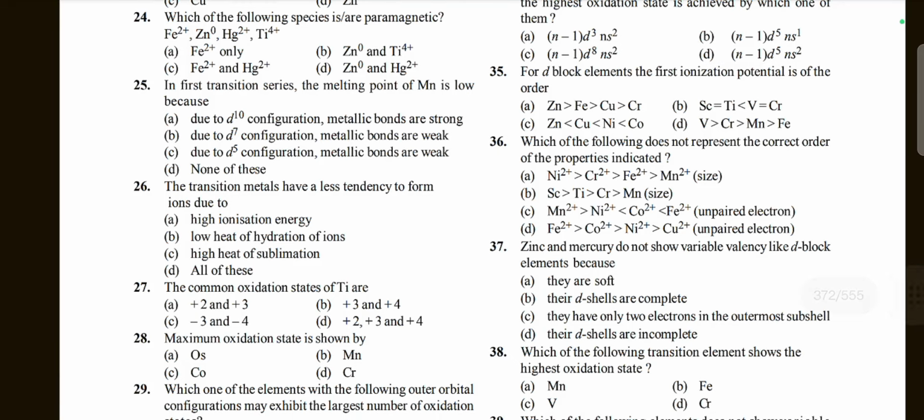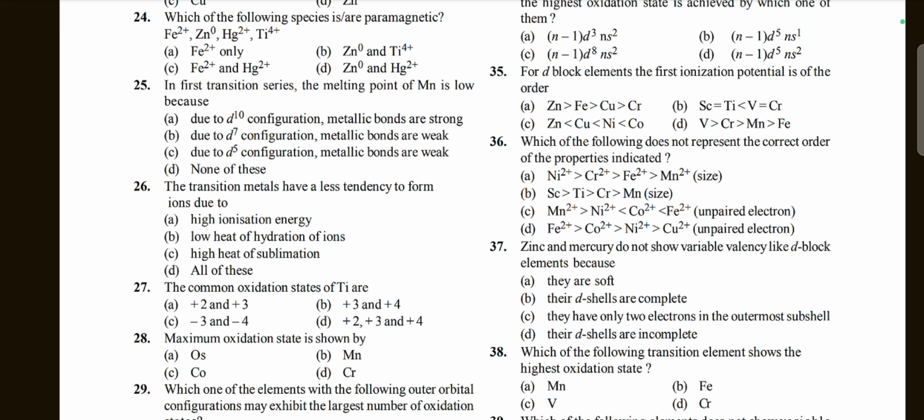In the first transition series, the melting point of Mn is low because due to d5 configuration, metallic bonds are weak. Option C will be the answer. Due to d5 configuration, Mn has exactly half-filled d orbitals. As a result, the electronic configuration is stable, meaning 3d electrons are more tightly held by the nucleus, and this reduces the delocalization of electrons, resulting in weaker metallic bonding.